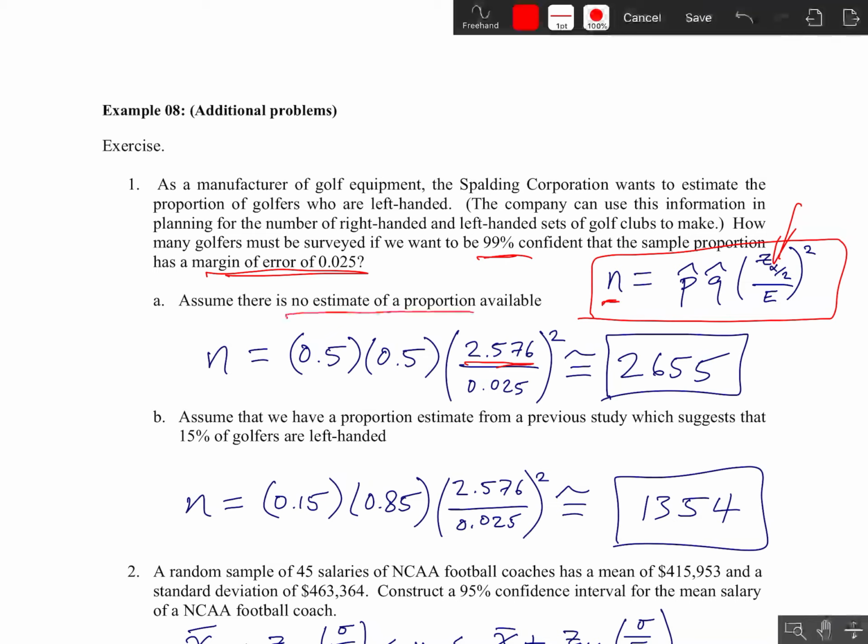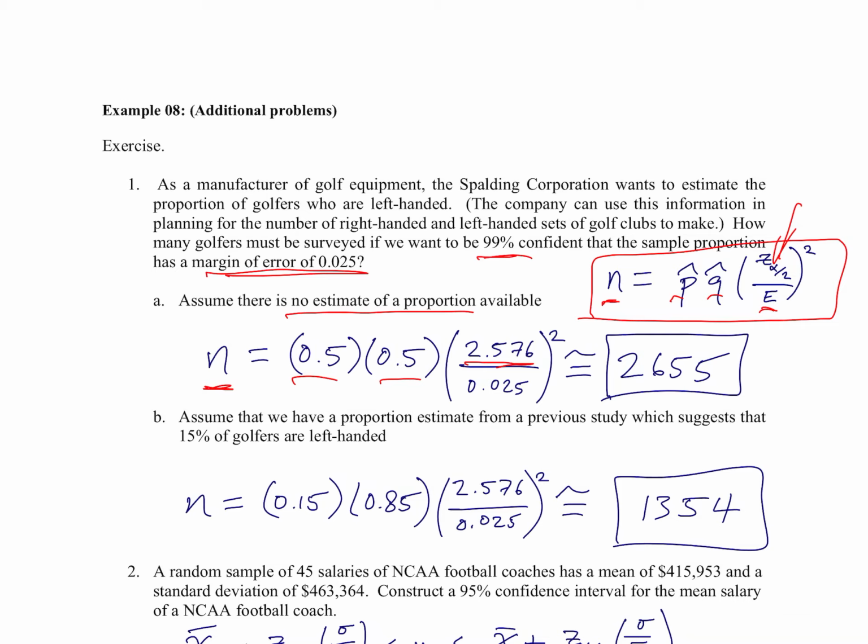Now, if there's no estimate of the proportion available, then remember that we're taking p hat and q hat to both be 0.5. So I'm replacing both p hat and q hat with 0.5. And then I'm dividing by the error e, which was 0.025 in this example. If I plug all of that information into the formula, it will give me the sample size that I need. And if I plug that into a calculator and round it up, I get 2655. So that's the number that we would have to survey in order to be that confident with our appropriate margin of error, assuming that we had no estimate of that proportion available.